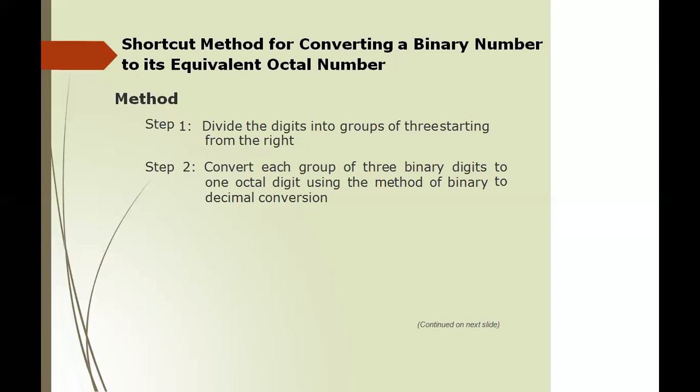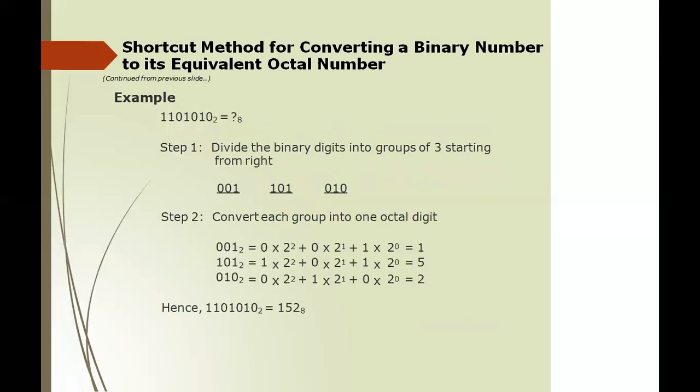And here is a shortcut method for binary to its equivalent octal number. Here we have two steps, and the number is given in the binary number system, and we want to convert this number to the octal number system. That's why we take 3 digits of the binary number, and write the position value of these 3 digits, and by converting this value, we get the number 152, and it's in the octal number system.